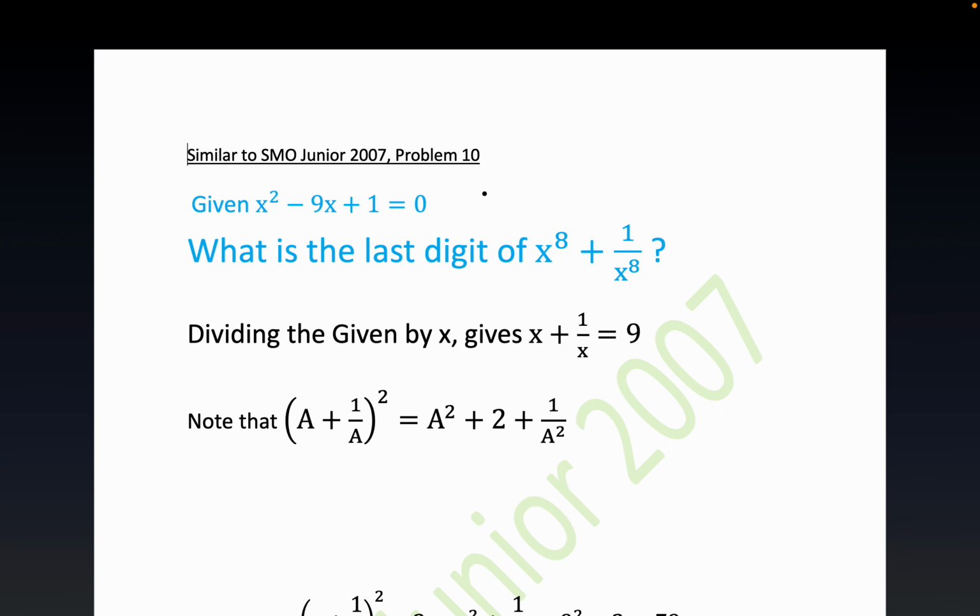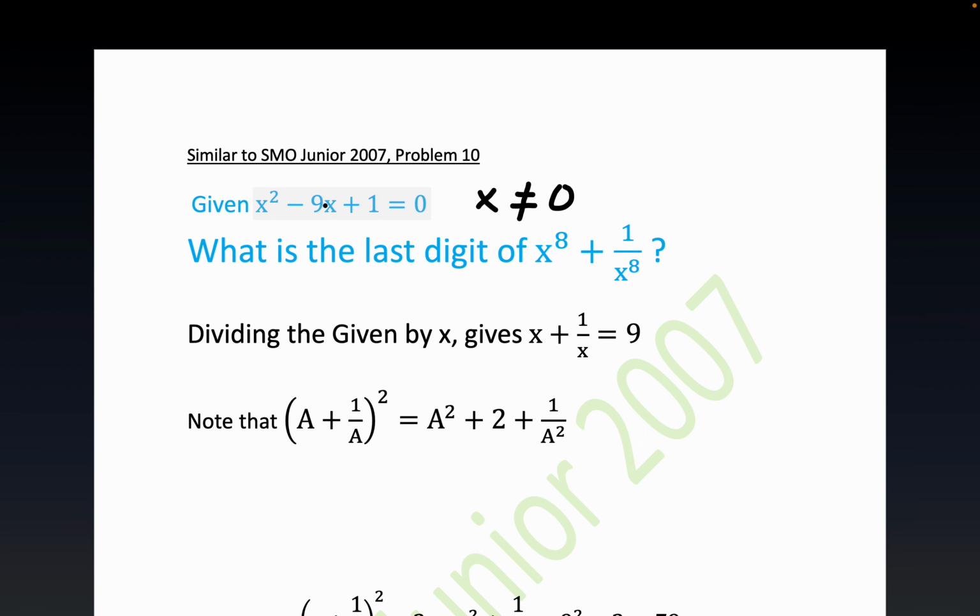Problem similar to an SMO junior problem. Now let's note that the solution x is not equal to 0. In other words, 0 is not a solution to this equation, which is important as far as the way this develops. So x cannot be equal to 0, and that's clear by inspection right here. Okay, now we're supposed to evaluate x to the 8th plus 1 over x to the 8th.